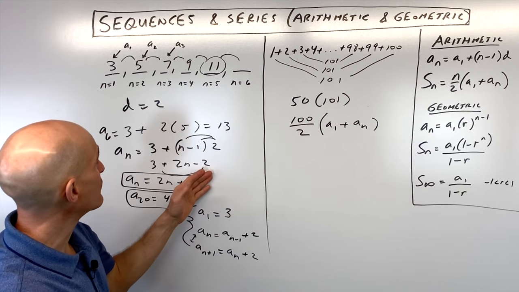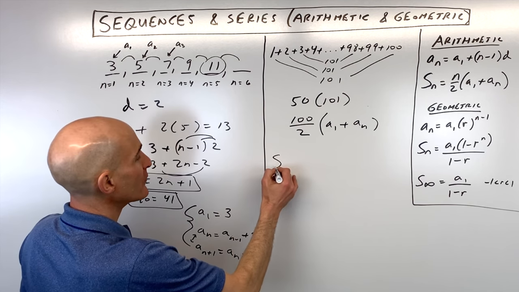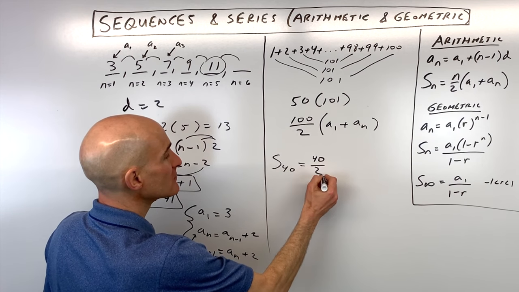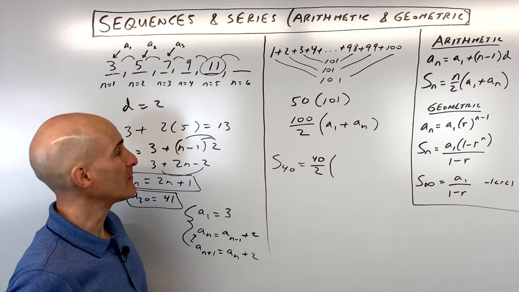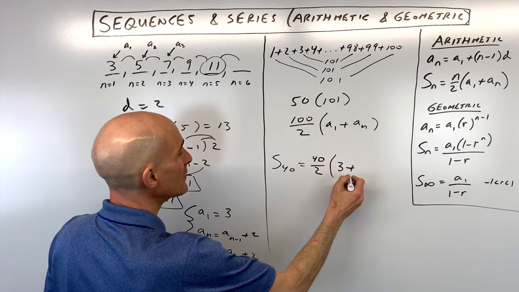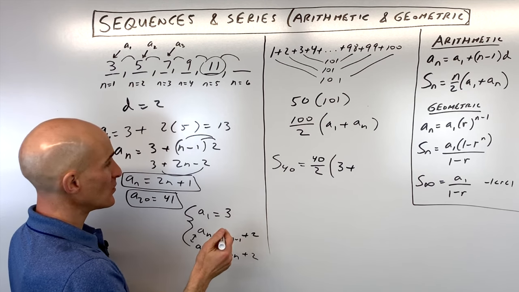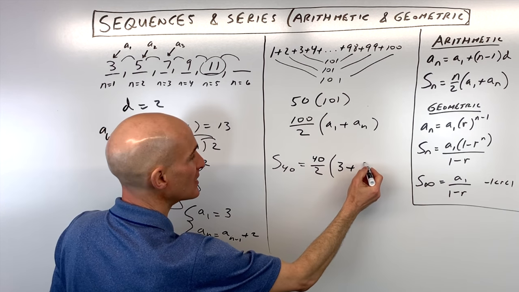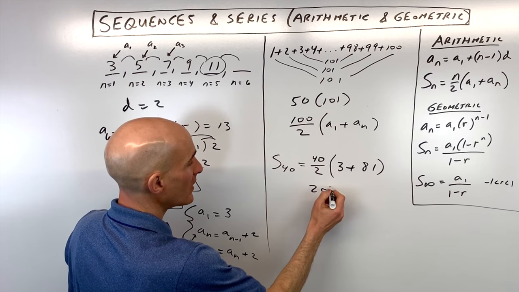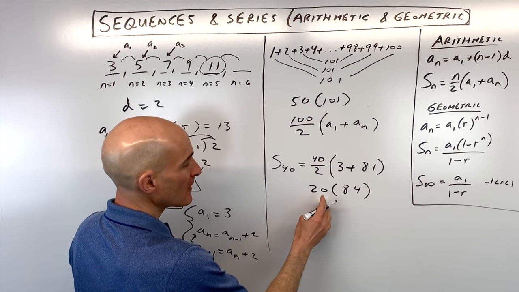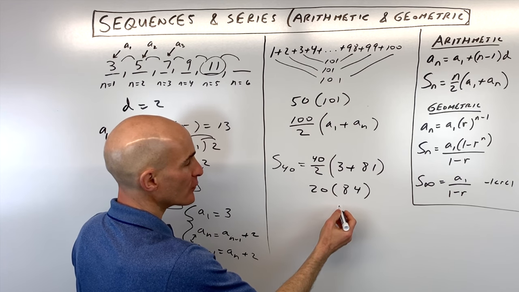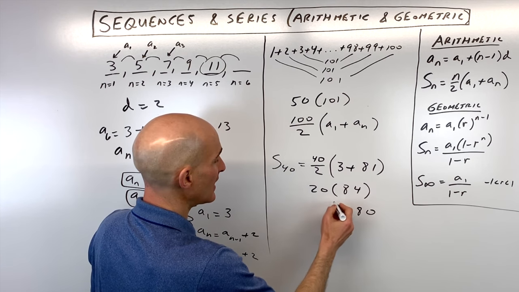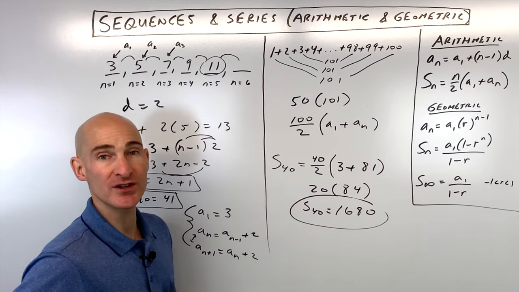So going back to this problem over here, if we wanted to add up the sum of the first 40 terms, s sub 40, we know that there's 40 terms. We're dividing that by 2 because we're going to pair them up 2 at a time. The first term we said was 3, and the 40th term, let's see what the 40th term is. We're going to put 40 in for n, so that's 2 times 40, which is 80, plus 1, which is 81. And so now we have 20 times 84. Let's see, 10 times 84 is 840. So what's 840 doubled? That's 1,680, and that's the sum of the first 40 terms.